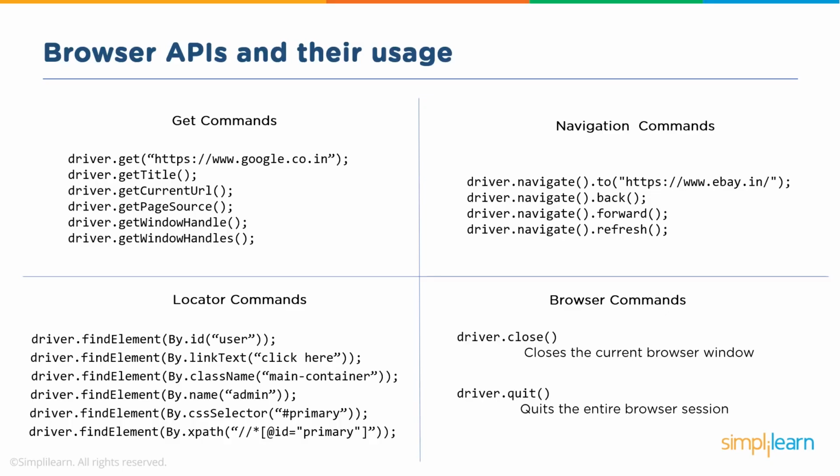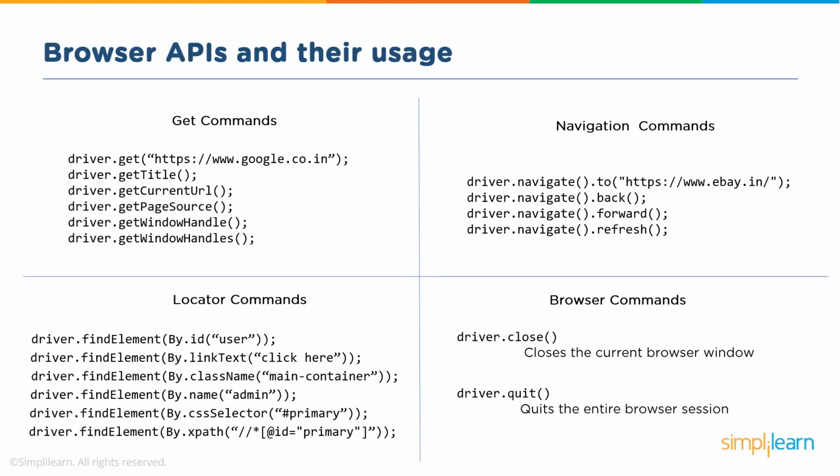Before we do that, let's understand some of the basic browser commands and functions that we will be using in our demo today. The get commands. There are 6 get commands to perform various actions on the browser. driver.get is used to launch any website application. It takes a string argument and this needs to be a fully formed URL which you want to launch. driver.getTitle fetches the title of the web page which you're working with.